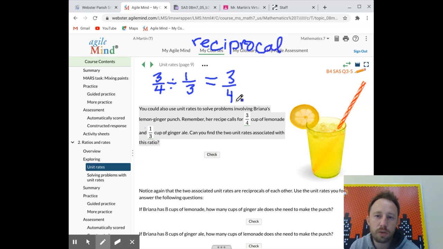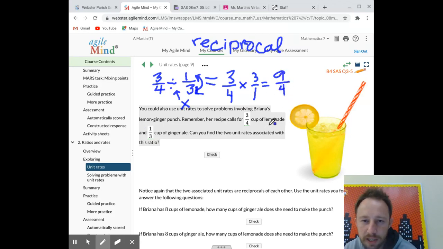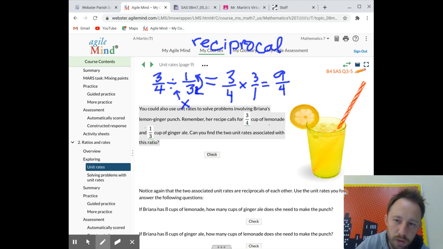That's all good. So the reciprocal is when we take 1/3 and we flip it over. And then we're going to change this sign to multiplication. So we get 3/4 times, what is the reciprocal of 1/3? 3/1. Good. And so we get 9 what? 9/4. Good. So that's 9/4 cups of lemonade to 1 cup of ginger ale.